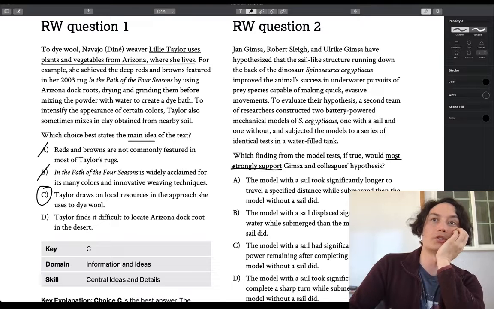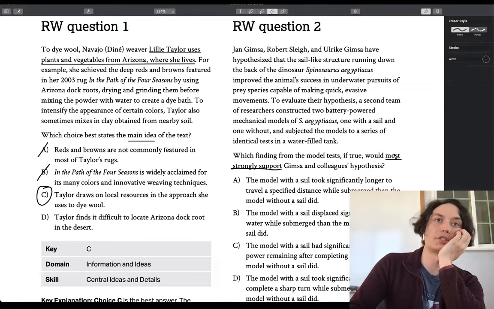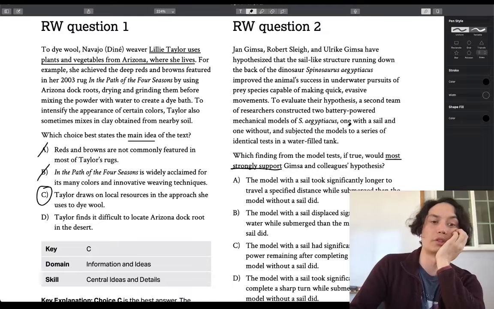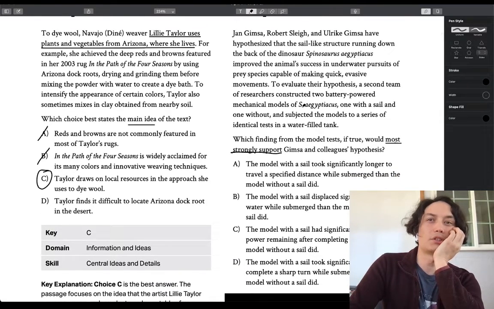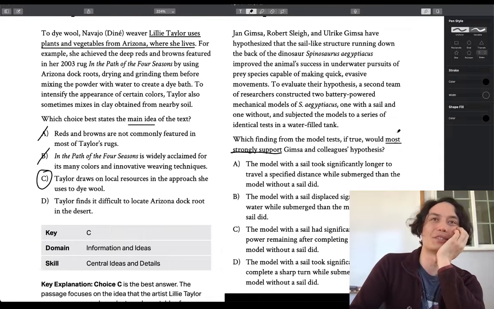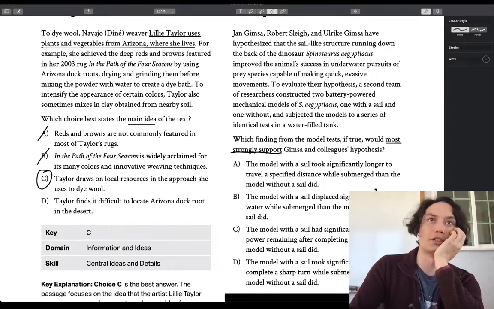And so we need to understand what the hypothesis is, think to ourselves about what kind of stuff would strengthen that hypothesis, and then pick it. You could think of it as almost like a strengthen question. Oh, actually, this isn't the most strongly supported question. This is a strengthen question from the LSAT. We're going to look at the hypothesis and then find support. Which of these is going to strengthen the hypothesis?